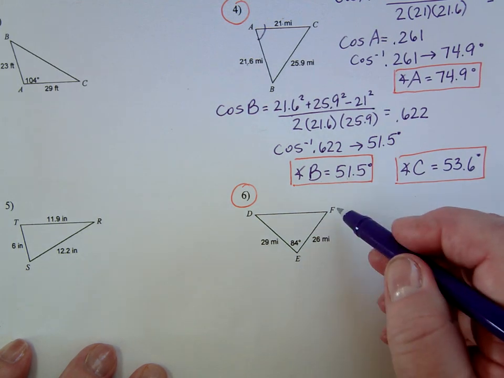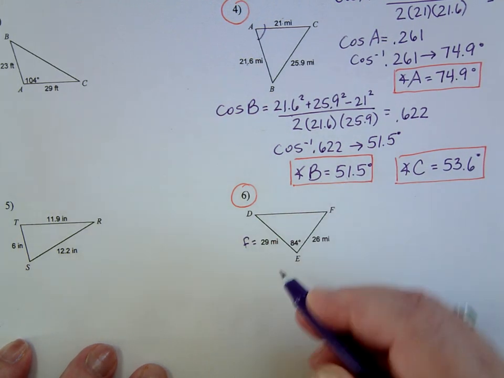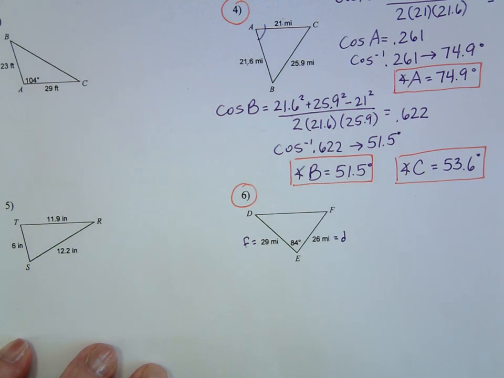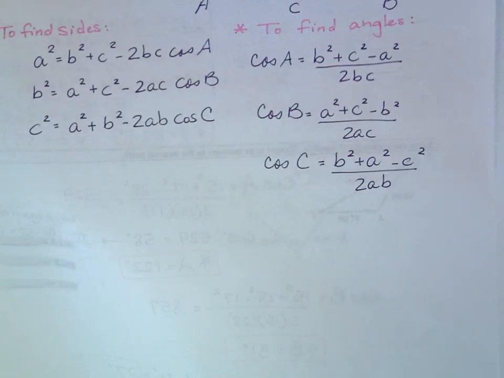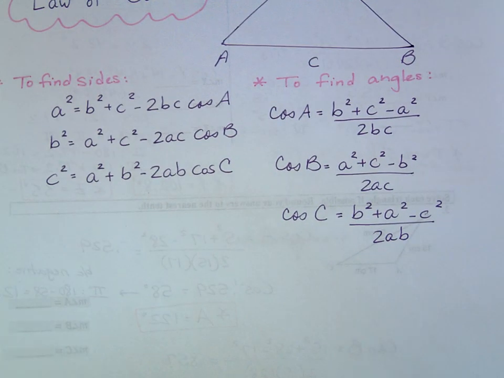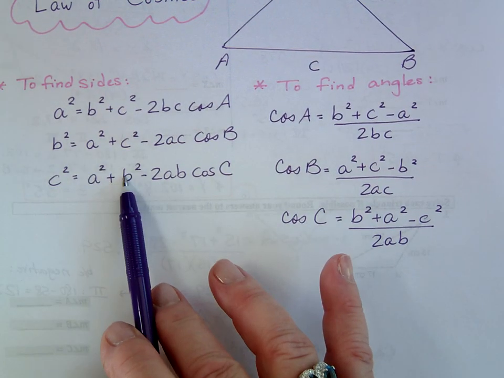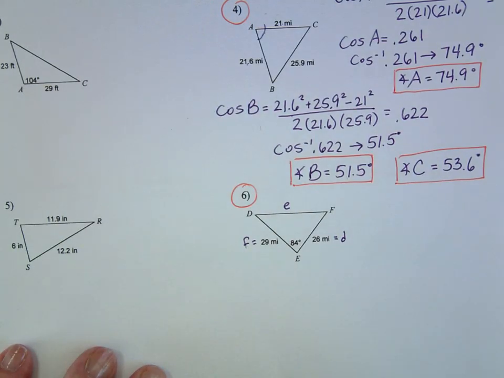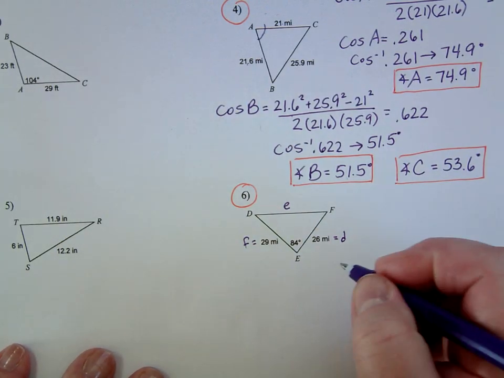They told me that little f is 29. They told me that little d is 26. And so I want to figure out what little e is. So in order to do that, I showed you all the formulas back when we did the introduction. Here's the formulas again. Now we're looking for a side, so we're going to use these formulas. So let me show you how this one works with e as my letter that I want to find.